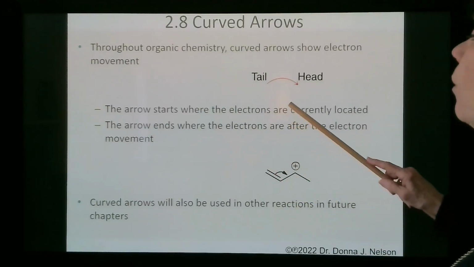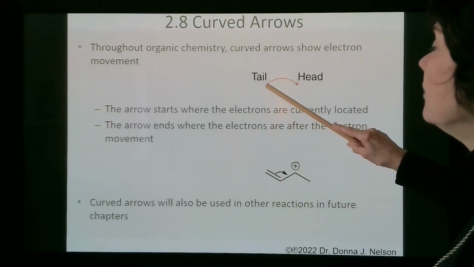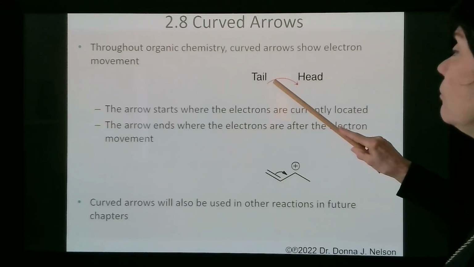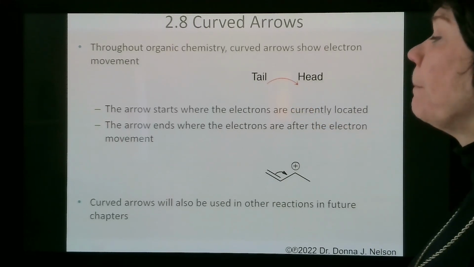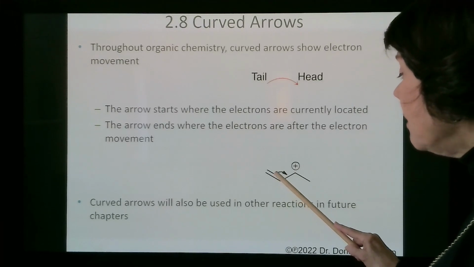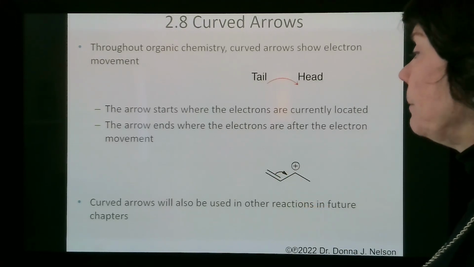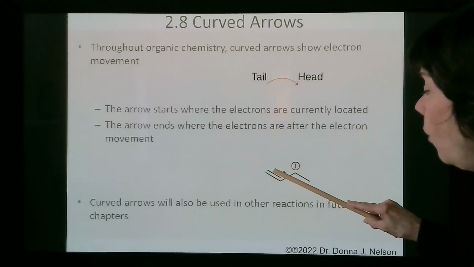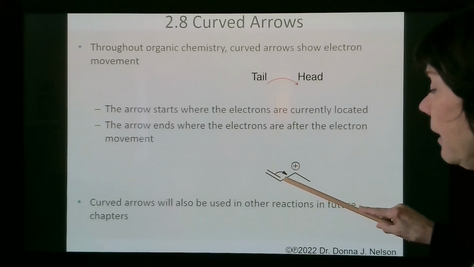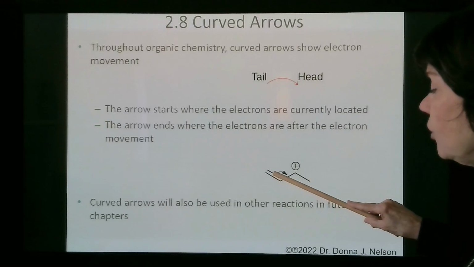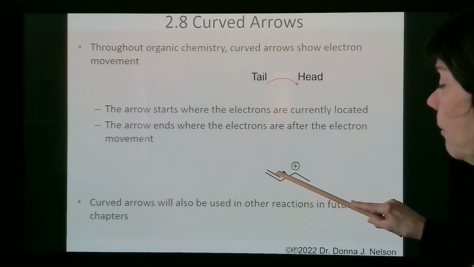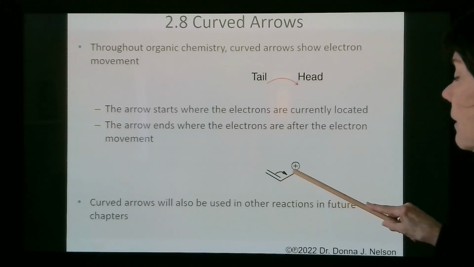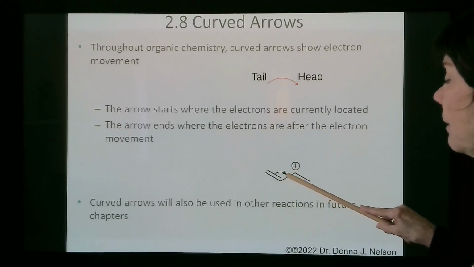So how are we going to draw this? Notice that there is a tail and a head to these arrows. And the curved arrows always indicate the movement of electrons. Okay, so this arrow is showing the pi electrons in this carbon-carbon double bond. The pi electrons are moving over, and they will become pi electrons in a carbon-carbon double bond here.